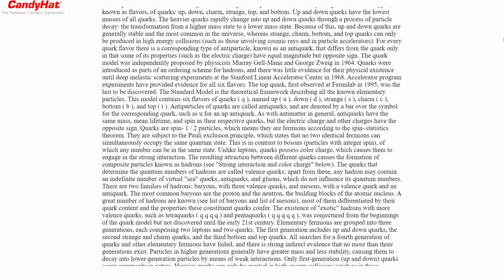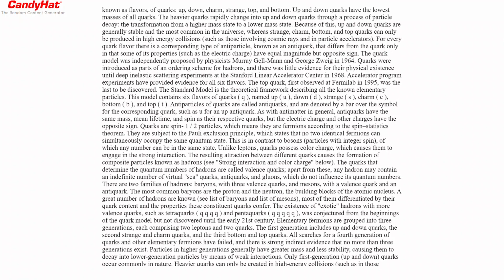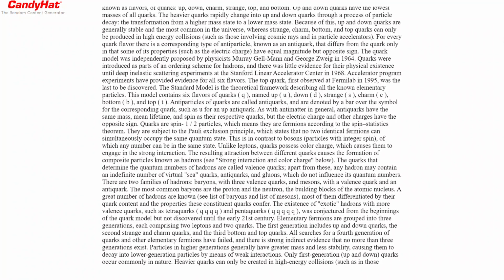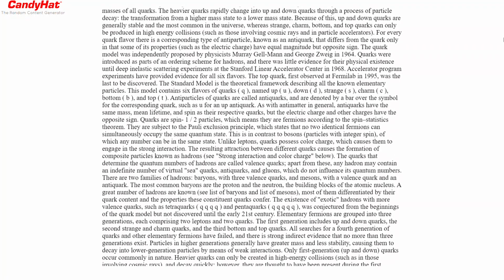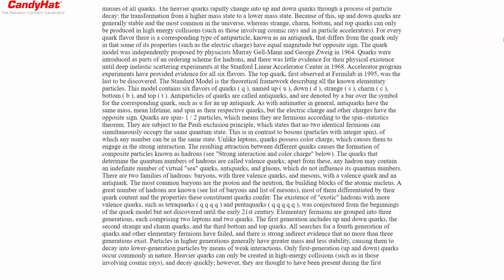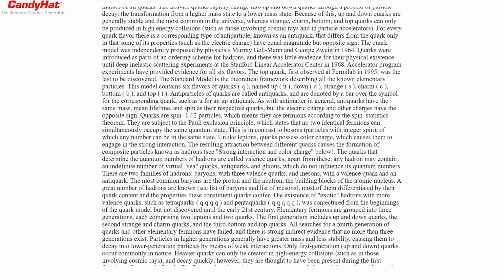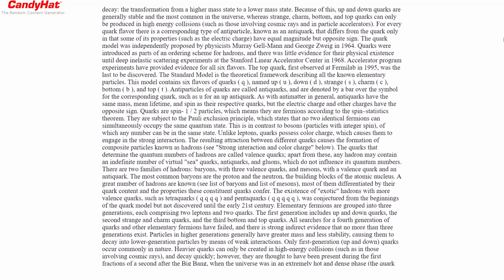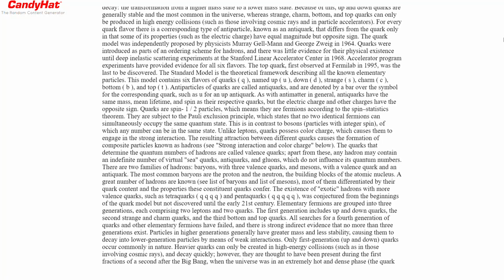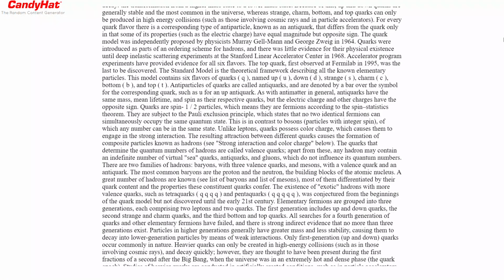Particles in higher generations generally have greater mass and less stability, causing them to decay into lower generation particles by means of weak interactions. Only first generation, up and down, quarks occur commonly in nature. Heavier quarks can only be created in high-energy collisions, such as those involving cosmic rays, and decay quickly.